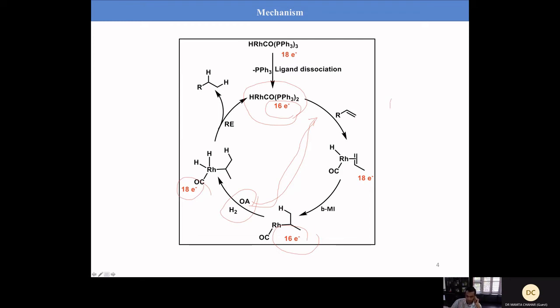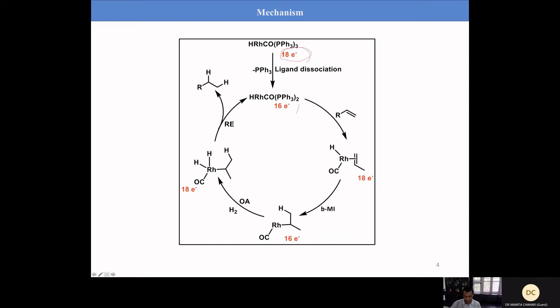So the two most important things are: ligand dissociation has to happen, and number two, olefin coordination has to happen after that. Okay, it's not that oxidative addition will happen immediately after that. If that's happening, that's an unproductive or non-productive pathway, because after oxidative addition it will anyway be an 18 electron species, and olefin coordination to the rhodium center will not be feasible. So I hope it is clear why the event has to happen the way it has happened.